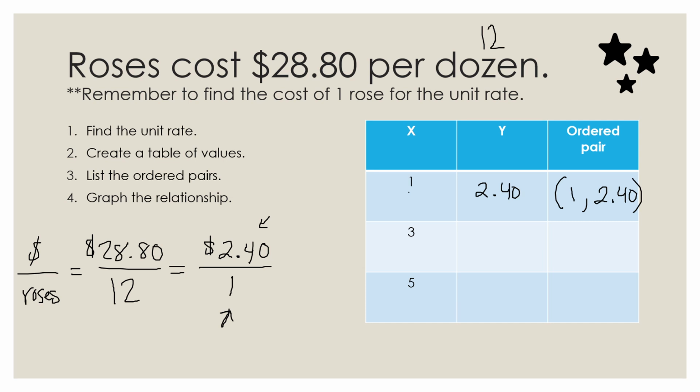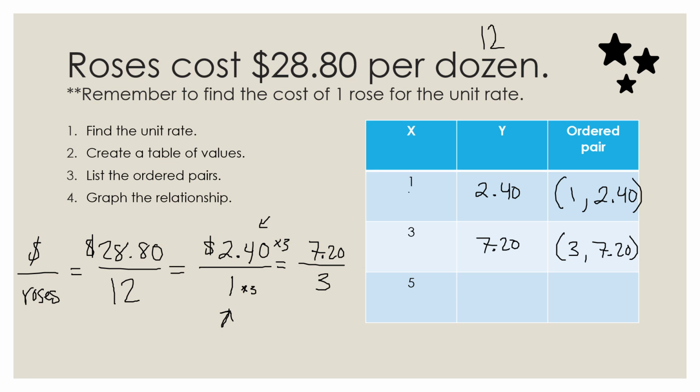But check this out. We can create another fraction and put 3 on bottom. So what do we multiply 1 by to get 3? Well, 1 times 3 is 3. So that means we multiplied this by 3, and we have to multiply the top by 3. So now I can find how much 3 roses cost. Well, $2.40 times 3 equals 7.2 or $7.20. So 7.20, and then my ordered pair will be 3, 7.20.